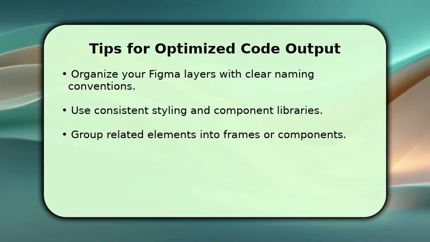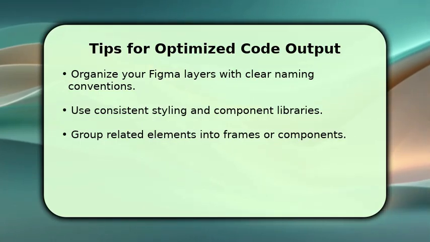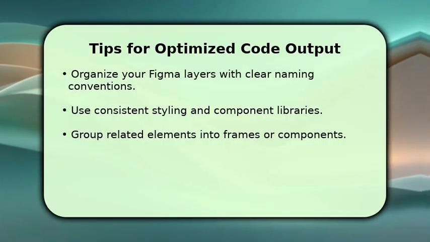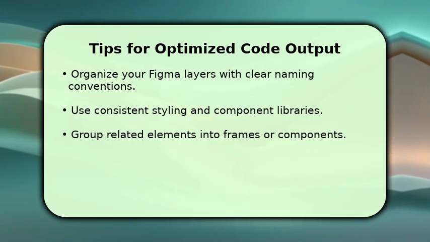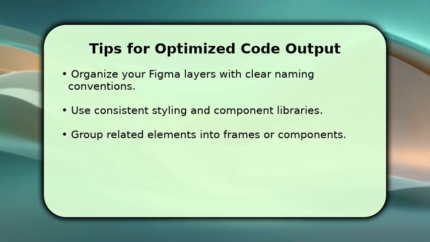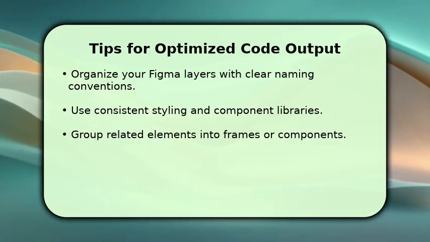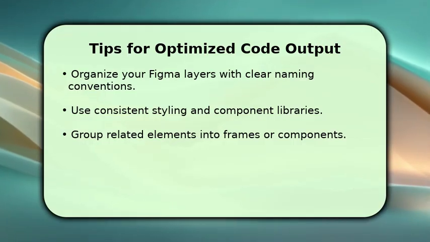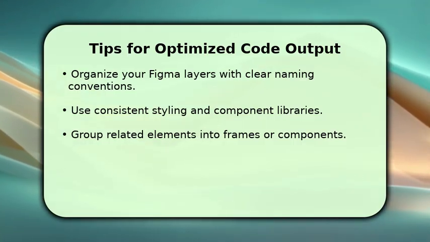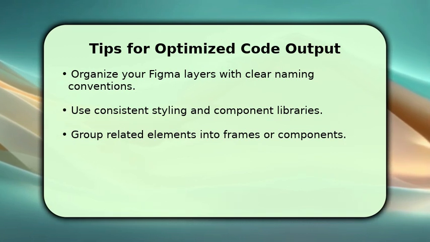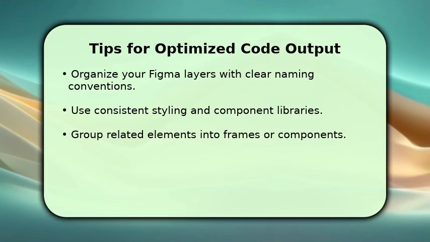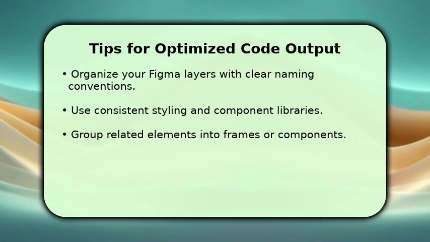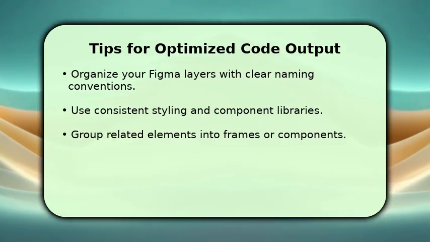To ensure you get the cleanest and most efficient code, follow some key best practices within Figma. Always organize your layers with clear, descriptive naming conventions. This makes the code much easier to read and maintain. Employ consistent styling and leverage component libraries to create reusable elements, reducing redundancy in your code. Group related design elements into frames or components, and always ensure proper auto layout and constraints are applied for responsive and accurate code generation. These steps will significantly improve your code quality.